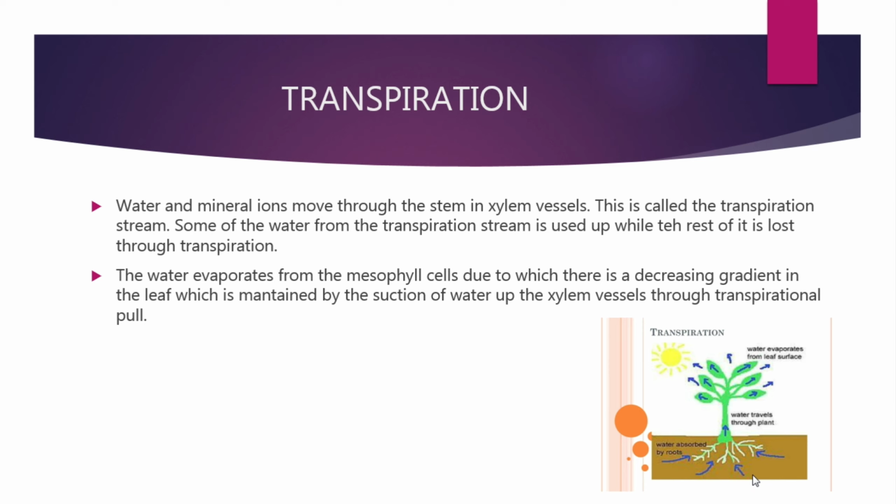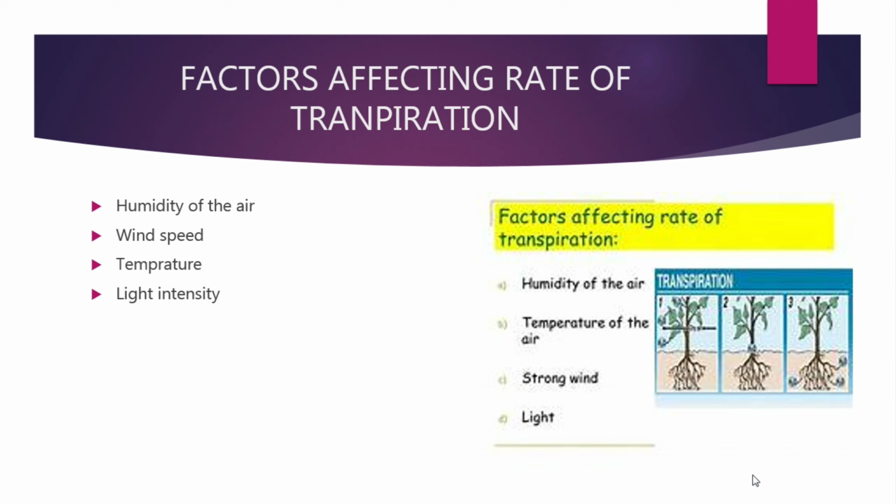The water evaporates from the mesophyll cells, due to which there is a decreasing gradient in the leaf, which is maintained by the suction of water up the xylem vessel through transpirational pull. As the water leaves the cells through transpiration, the water potential in the leaf falls. So there is a lower water potential in the leaf compared to a higher water potential in the stem, due to which water moves upwards inside the leaf and down the concentration gradient.